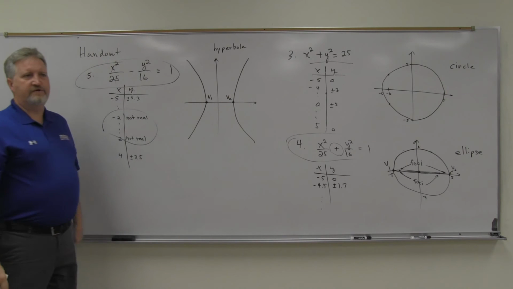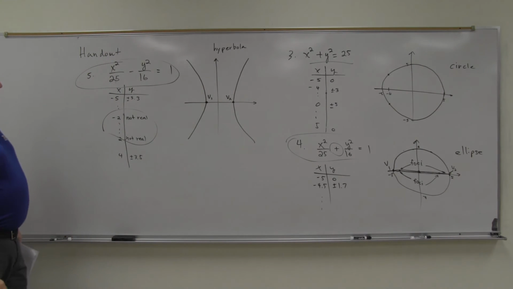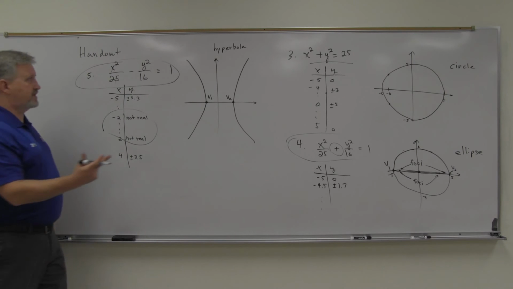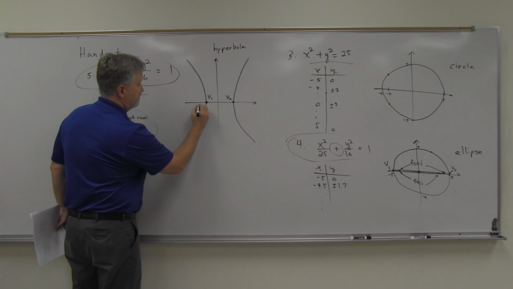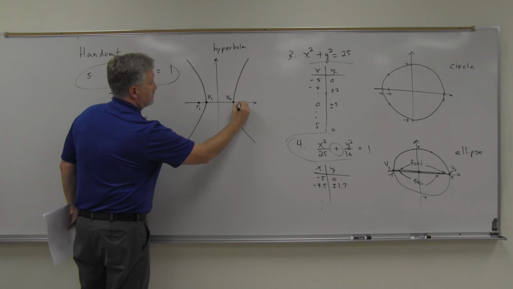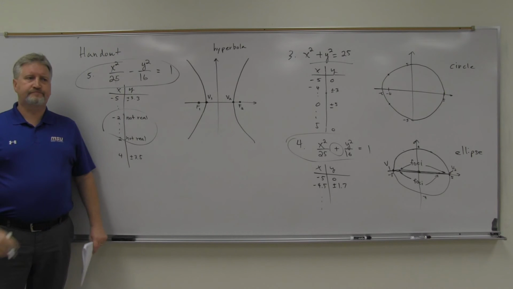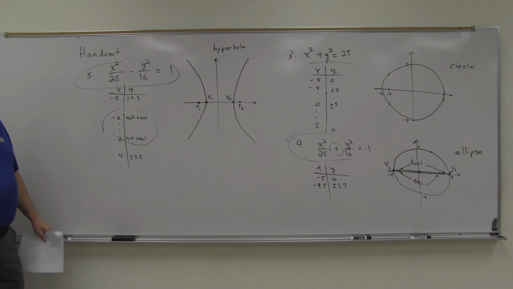Call them vertex 1 and vertex 2. You have 2 vertices on an ellipse, I mean hyperbola, as well as you do on an ellipse. And you also have 2 foci, and here's where the foci usually lie in a hyperbola. They're out here. Focus 1 and focus 2. That's where those are going to lie.